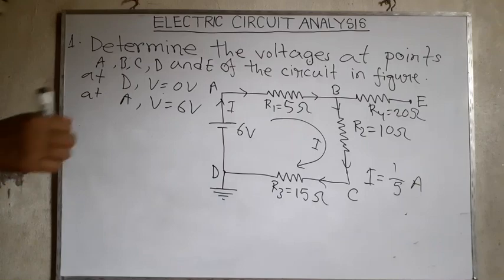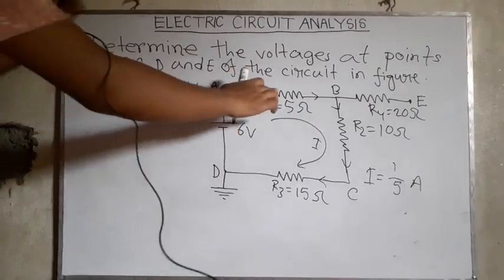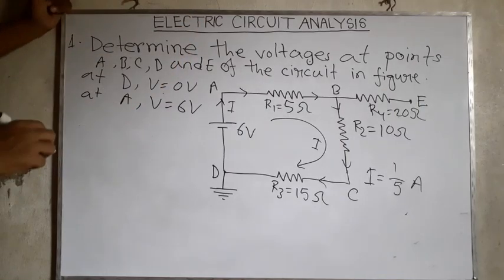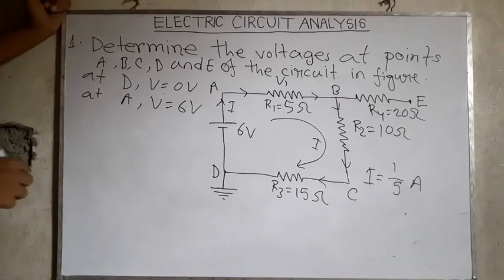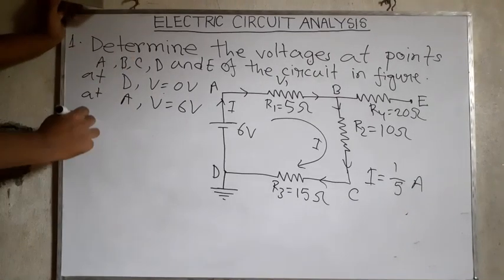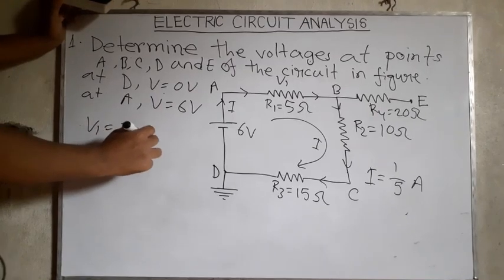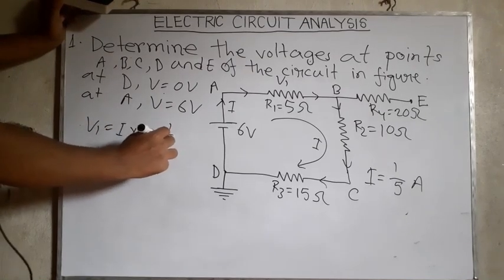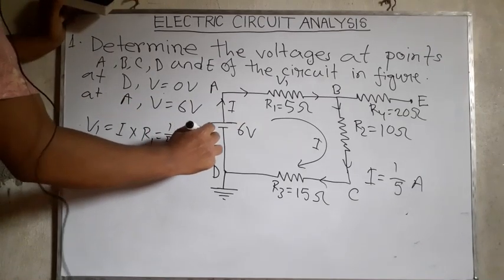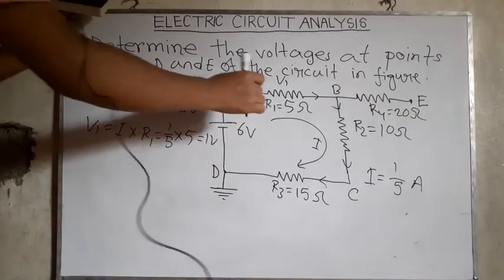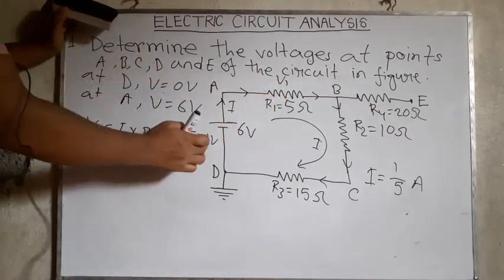Now, what is the potential drop or voltage drop across the resistance R1? We have to determine this. Suppose the potential difference here is V1. Therefore, we can write V1 is equal to I into R1. Here I is equal to 1 by 5 and R1 is equal to 5. This is equal to 1 volt. That is, the potential drop at resistance R1 is 1 volt.